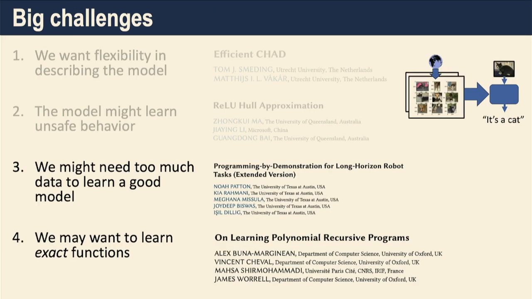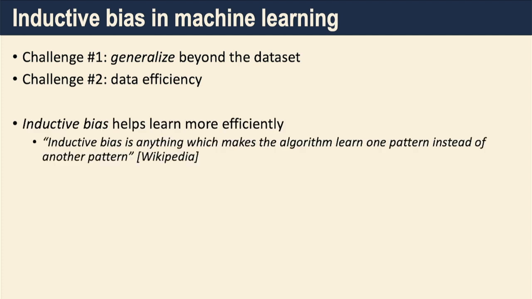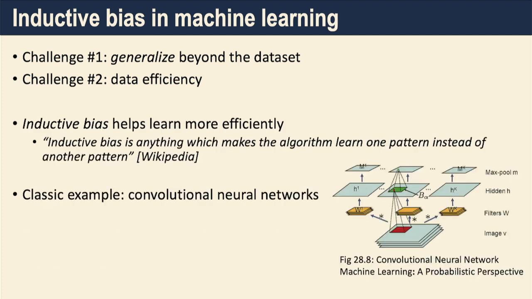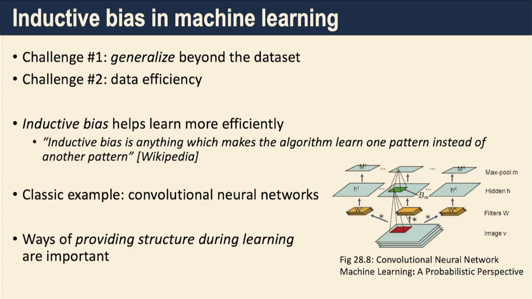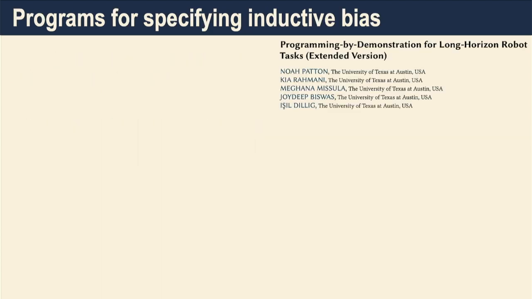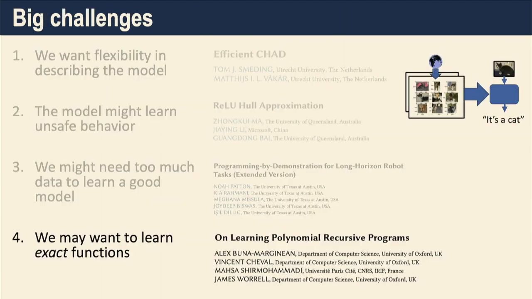This one, the setting that it's in is very cool. So what is inductive bias? Inductive bias, we want to generalize beyond the data set and have data efficiency, right? So inductive bias helps us learn more efficiently. It's like you're telling the model what it should look like, right? You're giving it more structure. You don't want to just have an unstructured network, right? So this paper is using a programming language to give an inductive bias for learning. I'll leave it at that. It's very cool. Come check it out during the session if you want to learn more.